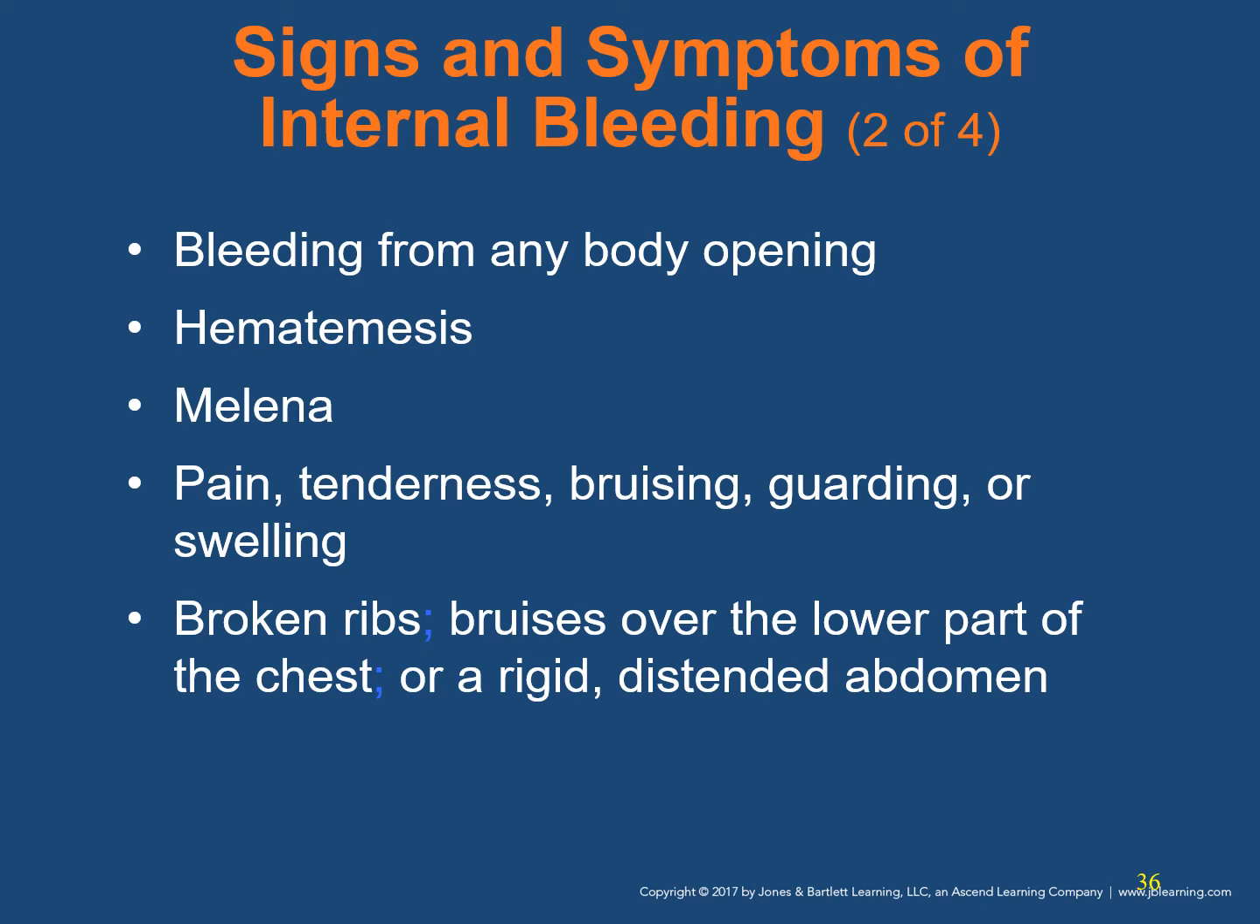Pain, tenderness, bruising, guarding, or swelling, possible closed fracture, broken ribs, bruises over the lower part of the chest, or a rigid, distended abdomen indicate possible lacerated spleen or liver.